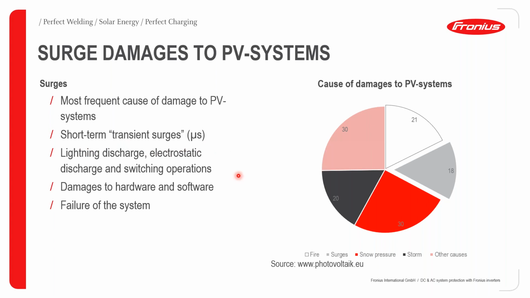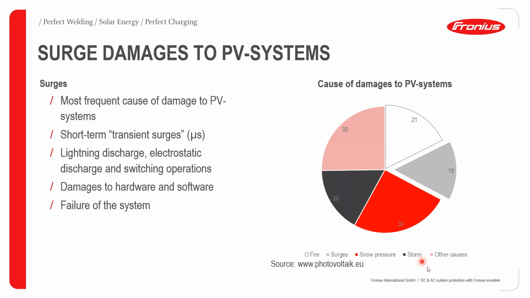As we know, lightning discharge as well as electrostatic discharges and switching operations can cause these transient surges within a system. These transient surges will then affect both the hardware as well as the software in a system. And if there is no protection, as we have seen with the surge arresters, then this will ultimately lead to failure of the entire system.